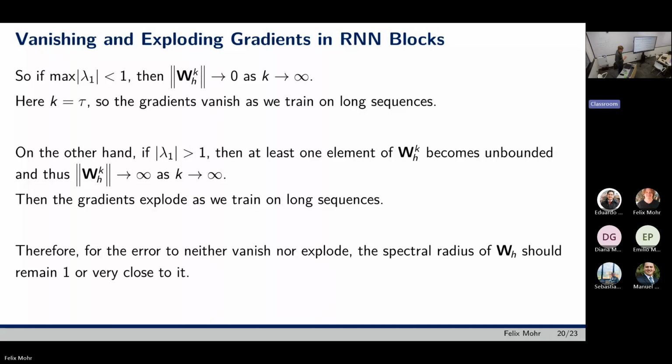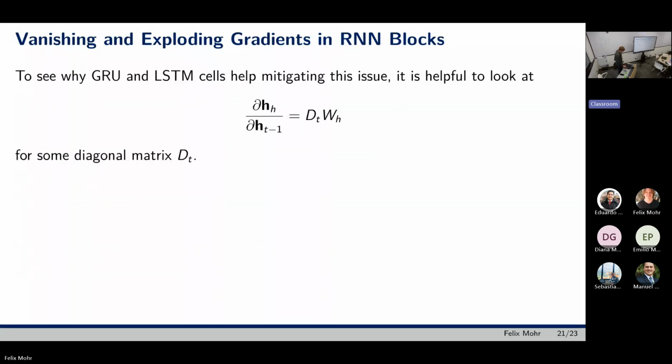We will not go into the exact math of this, okay? But I will explain a bit from another viewpoint what the problem here is and why the gated units and LSTMs solve the problem.